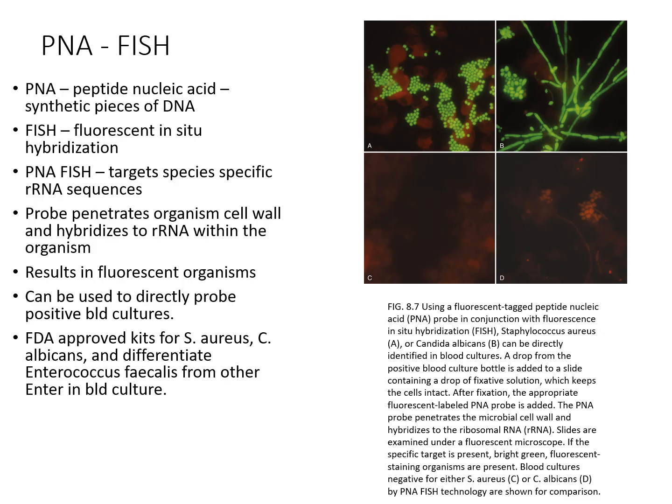It can also be used directly on positive blood cultures to rapidly identify pathogens, and there are FDA-approved kits for Staphylococcus aureus, Candida albicans, and differentiating between Enterococcus faecalis and other Enterococcus species in blood cultures. This method speeds up pathogen identification significantly compared to traditional culture methods.